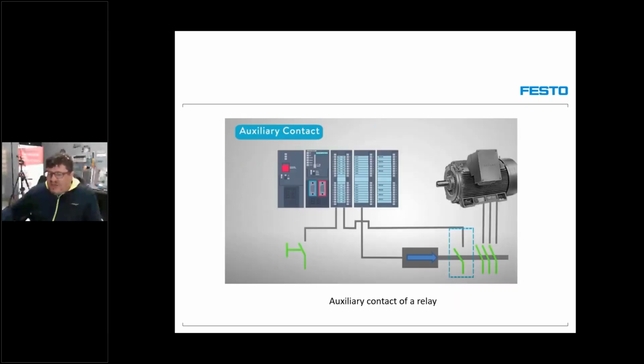Now, the same thing goes for auxiliary contacts. Right here, there are auxiliary contacts of a 3-phase motor. I can utilize those and wire them onto my PLC so that my PLC can know when that contact closes, and that means that's also a part of my inputs into my PLC.